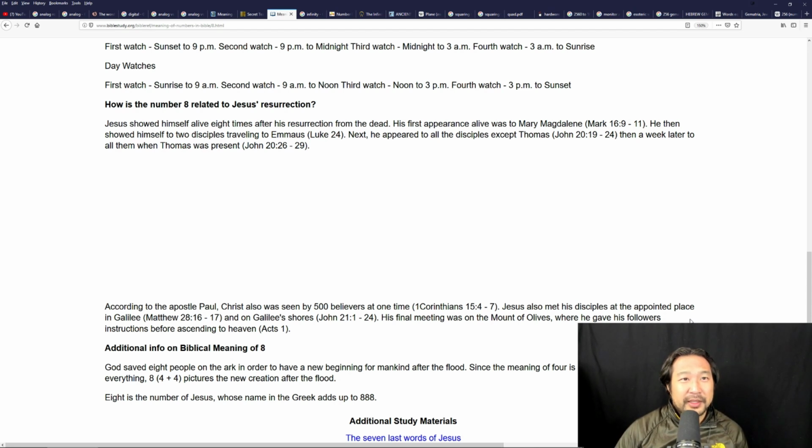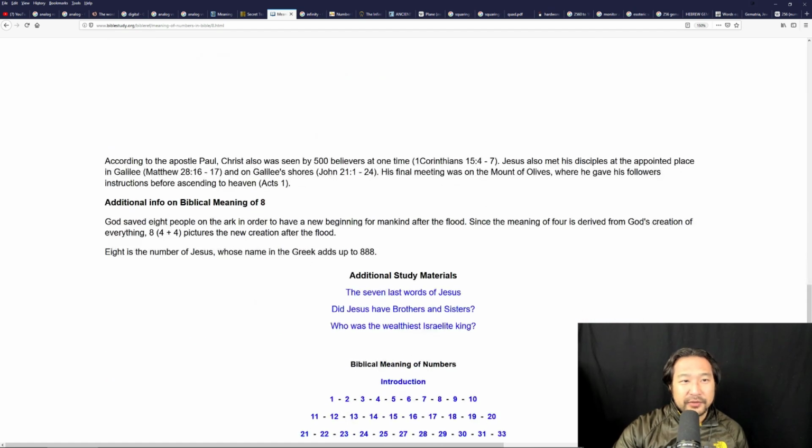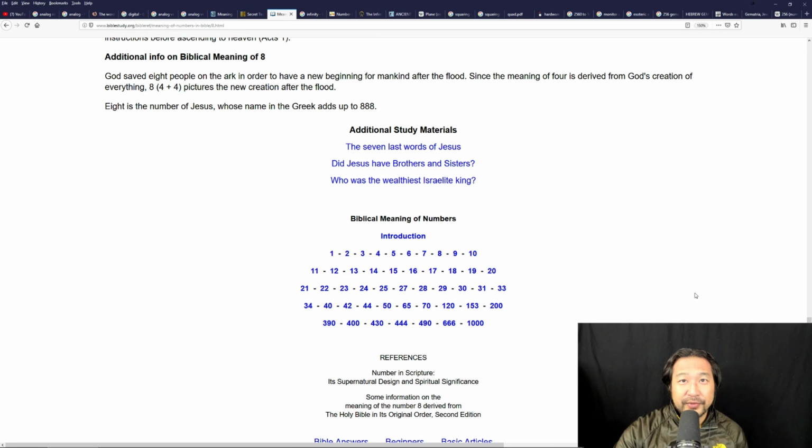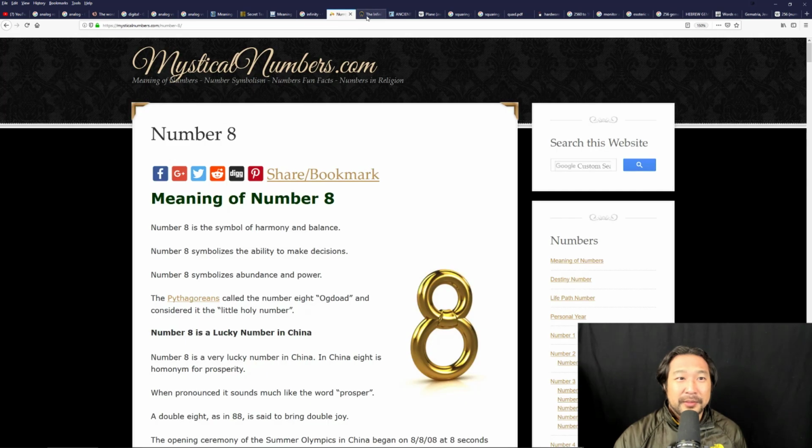Okay, so how is number 8 related to Jesus' resurrection? Jesus showed himself alive 8 times after his resurrection from the dead. Additional info on biblical meaning, and we saw this before: God saved 8 people on the ark in order to have a new beginning, 8 for mankind after the flood. 8 is the number of Jesus, whose name in the Greek adds up to 888. And of course, if you watch Marty Leeds, you're going to see more about Jesus in the septenary and what that adds up to, and with the Greek, and it's pretty cool. Let's keep going.